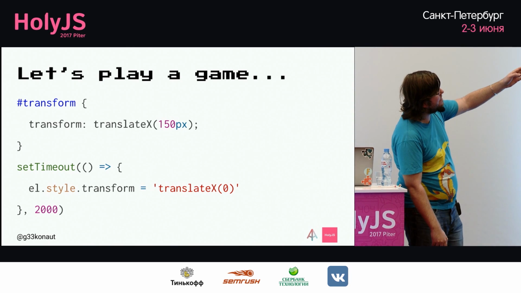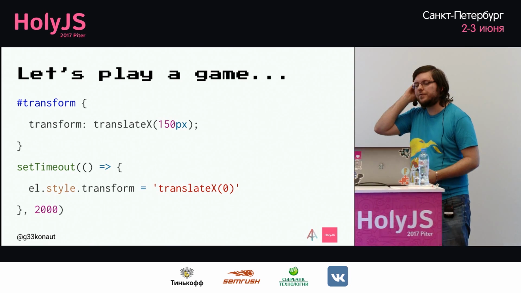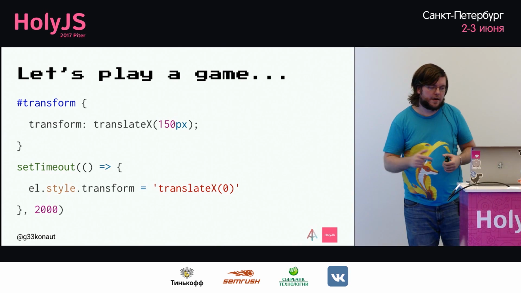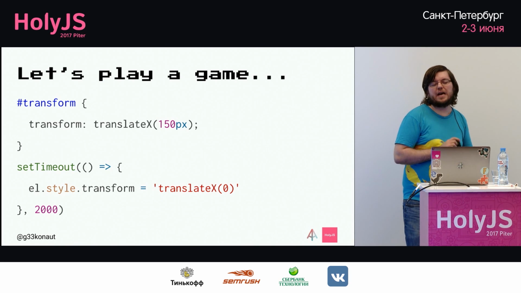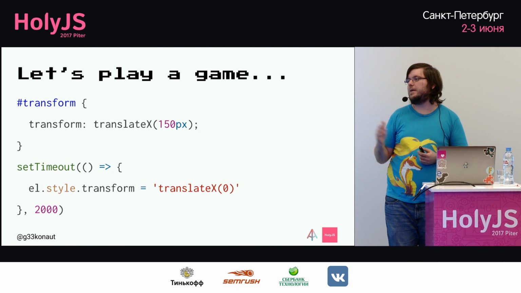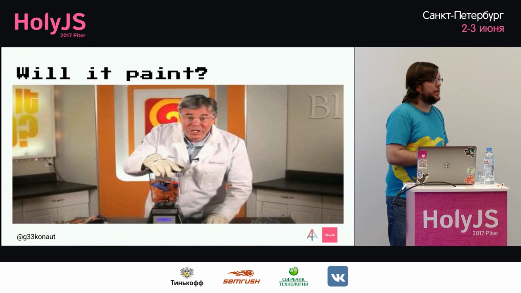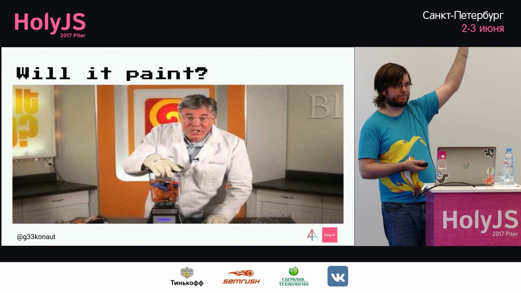So we have this wonderful code here. It's a bit of CSS that says transform translateX 150 pixels. So it moves the element 150 pixels over to the side. And then after 2 seconds, we are changing it using JavaScript, and we are transitioning it, translating it back to 0. Will it paint? Do you think it paints?